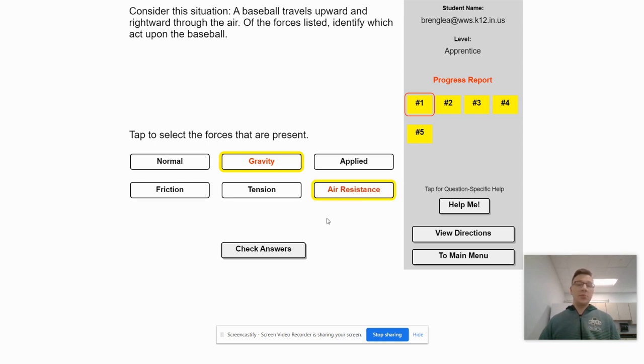In this concept builder, any object that is moving will have air resistance on it. I know a lot of problems will tell you to neglect air resistance, so you'll want to be careful about making sure to choose that. So on this one, the only two forces acting on the baseball would be gravity, which is constantly pushing down on the baseball, and then air resistance, which is more or less friction in the air, a type of fluid friction.